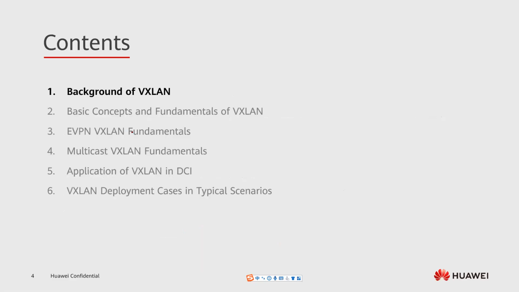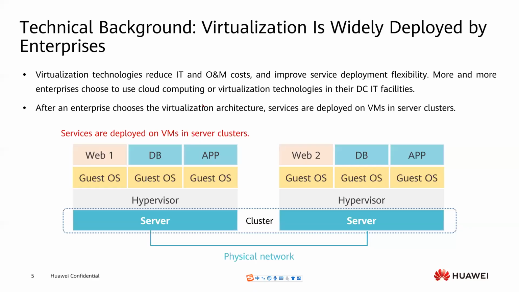Now let's look at the first part of our content. It is the background of VXLAN. Let's look at the technical background. Why do we need it? What is the technical background that introduces the new technology that we call VXLAN? That is virtualization. What is virtualization? And what is the relationship between virtualization and cloud computing?